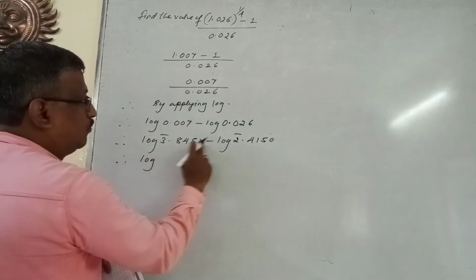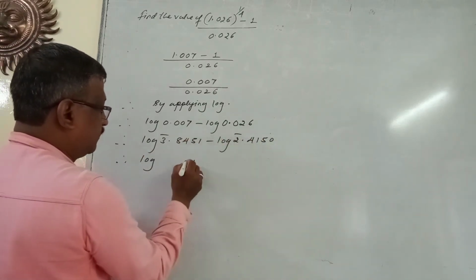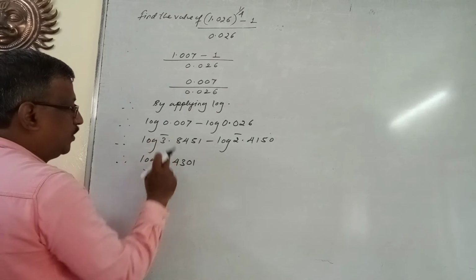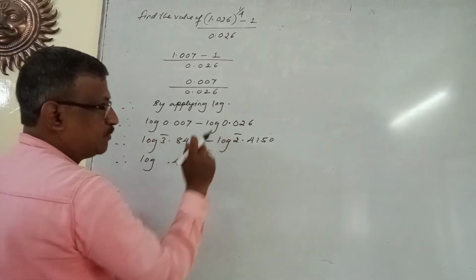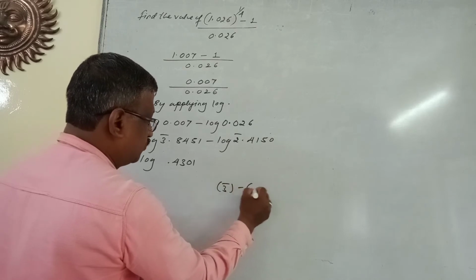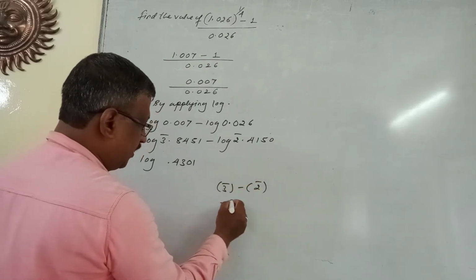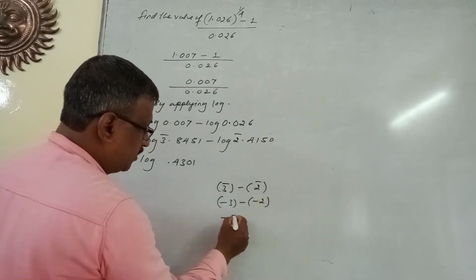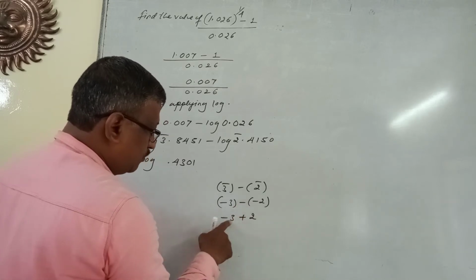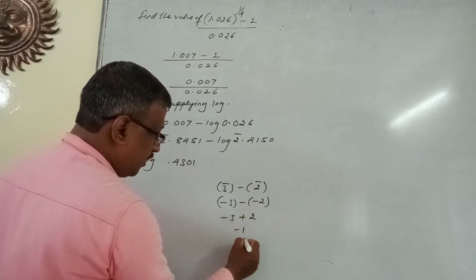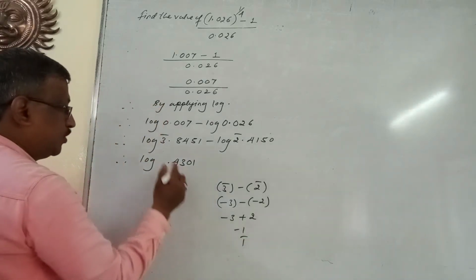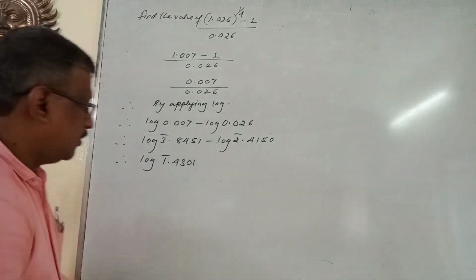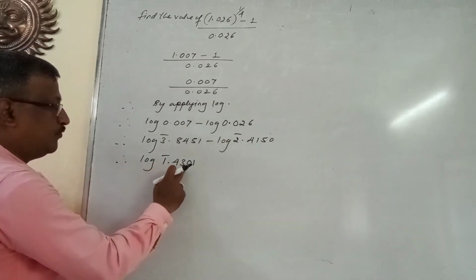And now from this log you minus this log. 1 minus 0 is 1, 5 minus 5 is 0, 4 minus 1 it is 3, 8 minus 4 is 4. Place the decimal point. From bar 3 we have to minus bar 2. Bar 3 is written as minus 3, bar 2 is written as minus 2. So minus 3 minus of minus 2, minus into minus is plus 2. So minus 3 plus 2 comes to minus 1, and minus 1 is written as bar 1. Now after deducting we have got bar 1.4301.